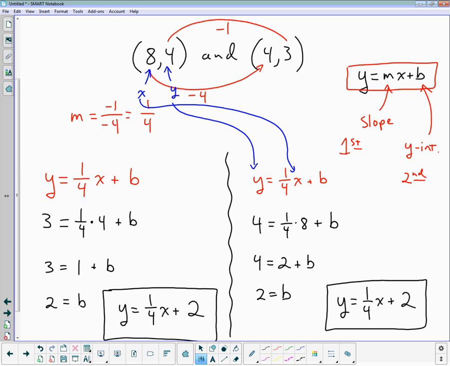So either way, either point would have worked. The process is, first, find the slope. Second, plug in the slope. Third, plug in a point, find the b, and then write your answer. So let's write those down.